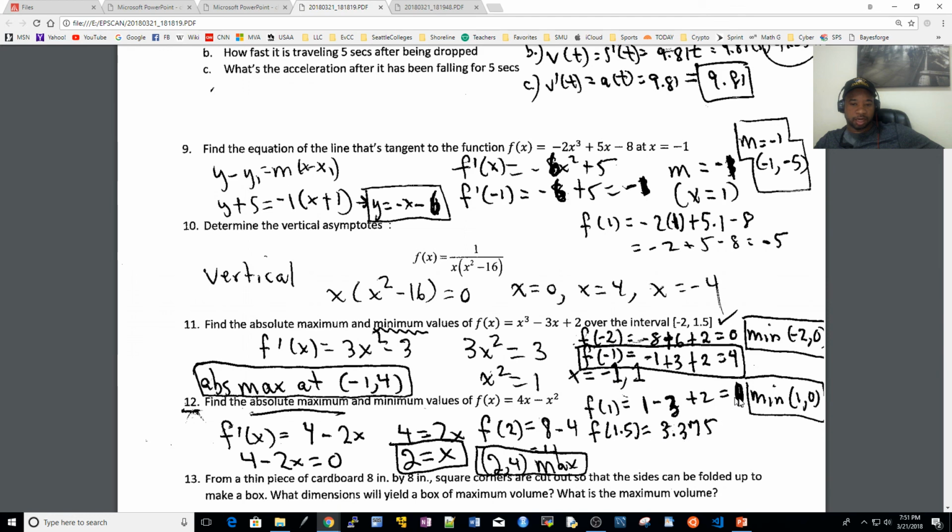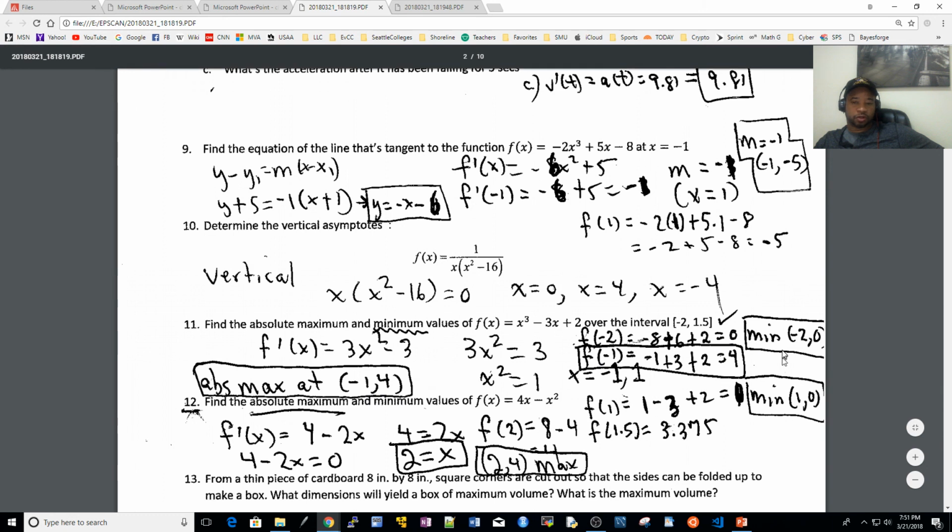We got 3.3. We got 0. We got 4. We got another 0. So there's 2 minimums, but the absolute max here is at -1 and 4. Because when we plug that -1 in there, we got 4. So that's the absolute max. We rejected this because they were tied. They had the same y value. We excluded it and we just focused in on this, the absolute max.